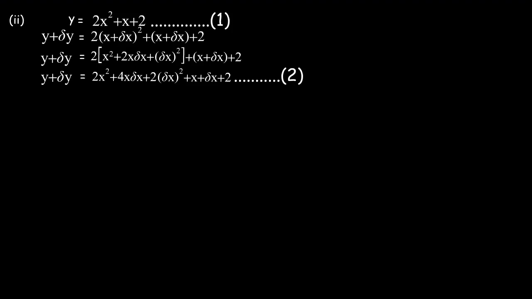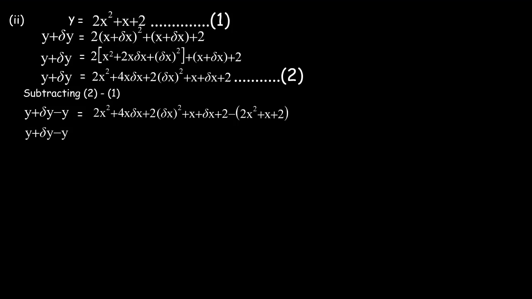At this point, we are going to subtract equation 1 from equation 2. Doing so, y plus delta y minus y equals 2s squared plus 4s delta s plus 2 delta s squared plus s plus delta s plus 2 minus 2s squared minus s minus 2.